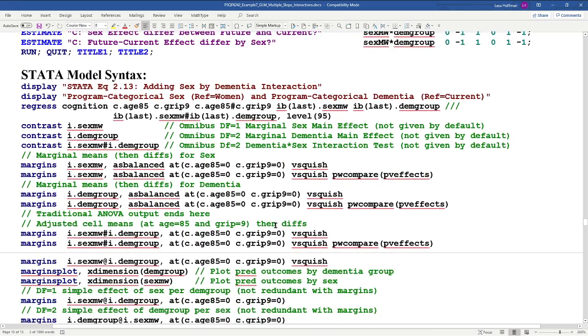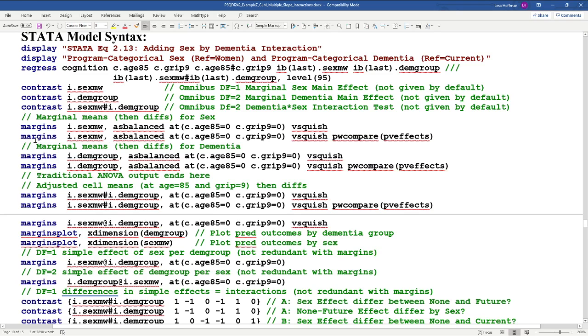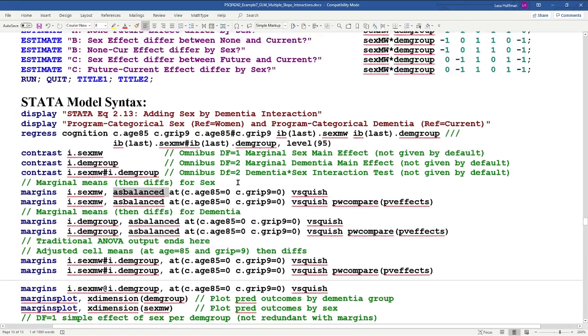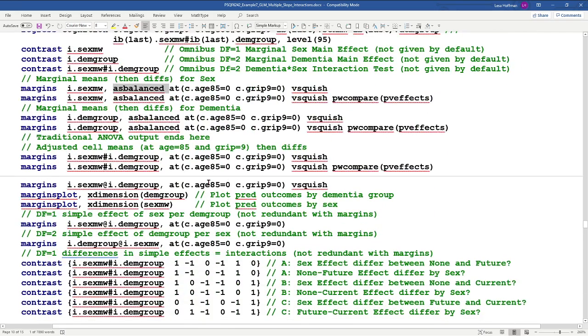Stata then has a lot of the same features, where we have contrasts to give us the marginal effects of dementia and the marginal effects of gender that are provided by default when you use class in SAS, as well as the interaction term. I'm asking for marginal means for gender and for dementia group. Note the as balanced. That means it's treating the groups equally in averaging over them. Alternatively, you could create weighted means based on the per group sample sizes, but that's not what SAS is doing, so I'm trying to keep everything the same across programs.